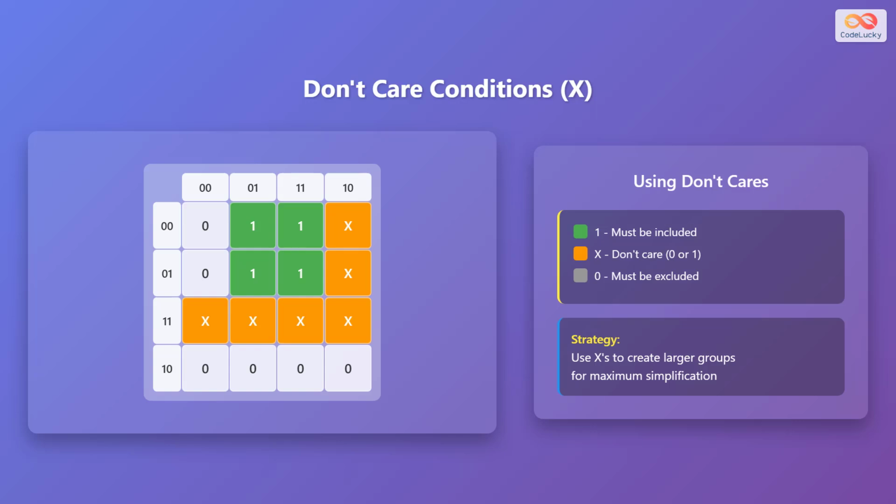The legend on the slide explains the symbols. A 1 means the cell must be included in a group. An X means it's a don't care and can be included or excluded. A 0 means the cell must be excluded from any group.